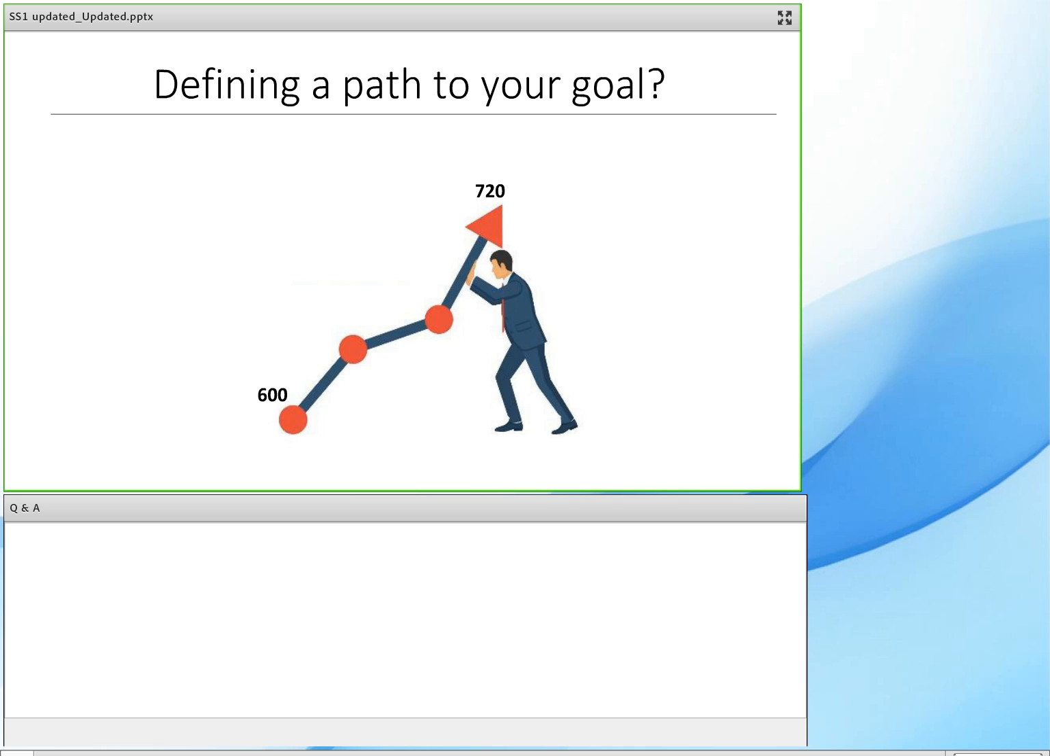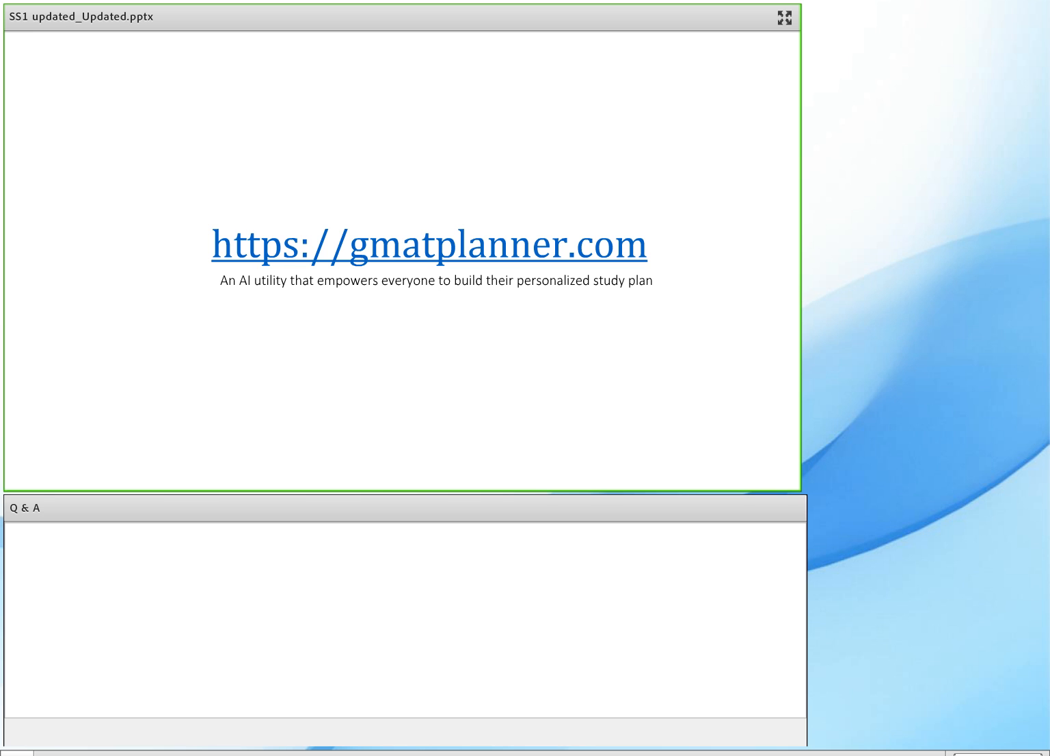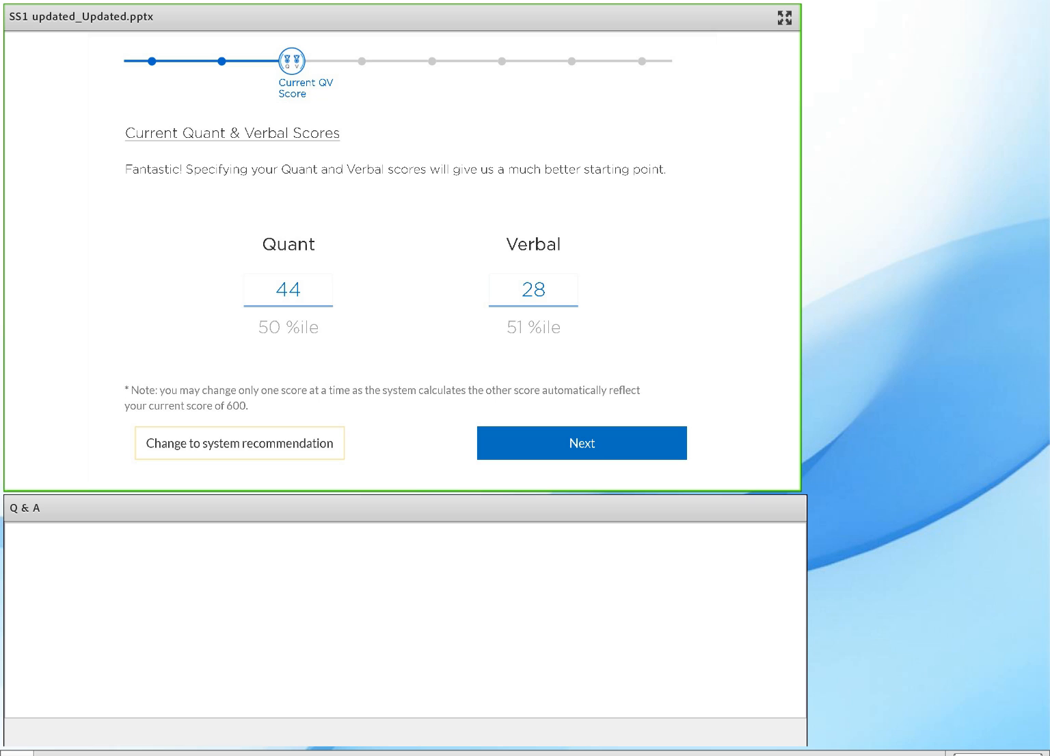So remember, the first part over there was to create a personalized study plan. So how does e-GMAT create a personalized study plan? The first thing they do is go to a tool called GMAT Planner. That's an AI-driven utility that empowers everybody to build their personalized study plan. So let's see how this utility works. It starts with taking your current score. Over here in this case, what you see is the student has entered his current quant and verbal scores.